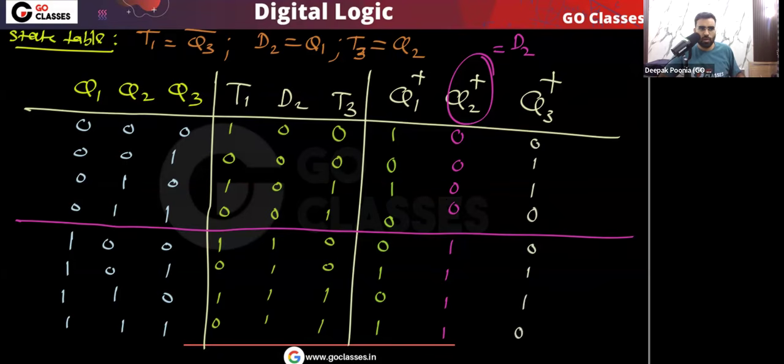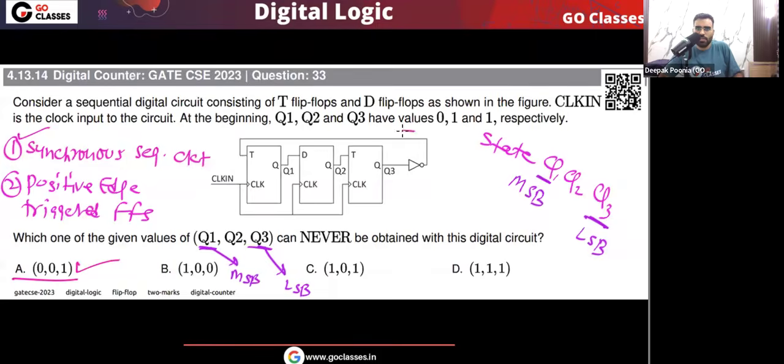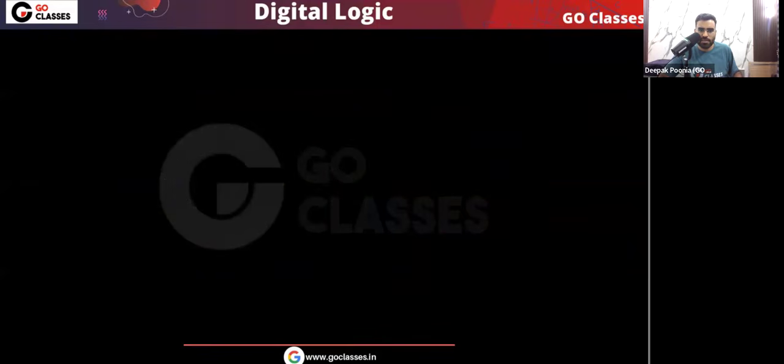Okay, so that's it. Now I hope you understood. Now what was the question asking? The question was asking that if the initial state is 0, 1, 1, then which state is unreachable? Correct? Okay, so now you can make the state diagram. Now the complete state diagram you can make.